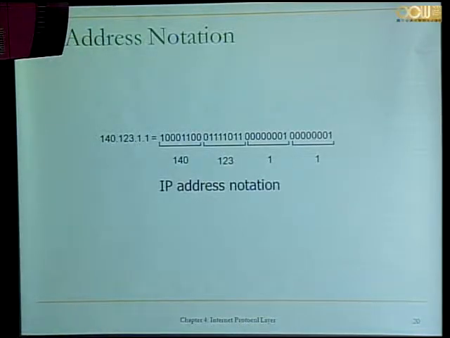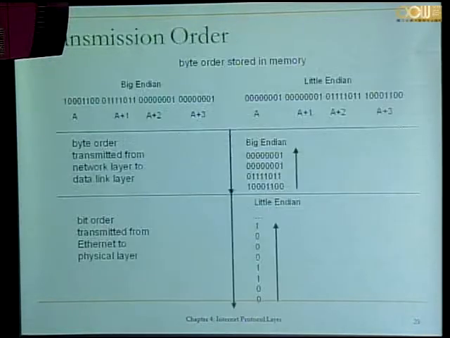Okay, here's an example of an IP address. This one is in National Zhongzheng University, which is the second author, Professor Wang's university. It's for sure in binary, but usually we would represent it as, say, 140.123.1.1.